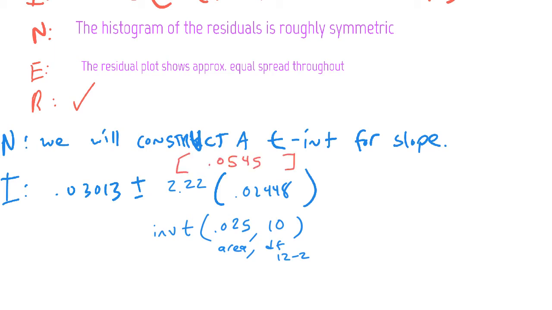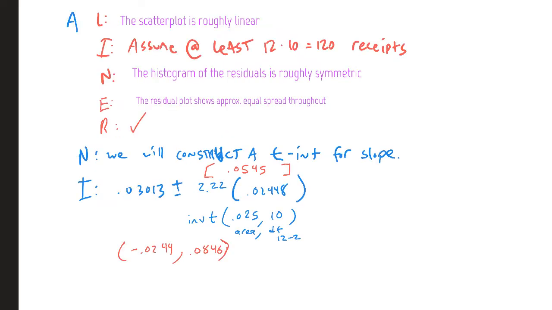So the margin of error timesing those was 0.0545, and then I just take that number plus 0.0313, and then 0.0313 minus that number. So I got negative 0.0244 to 0.0846. So what does that mean?